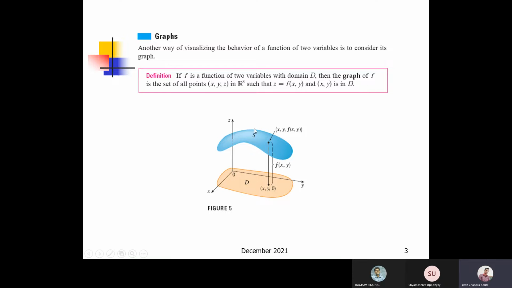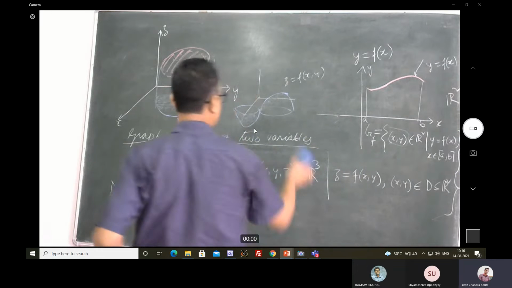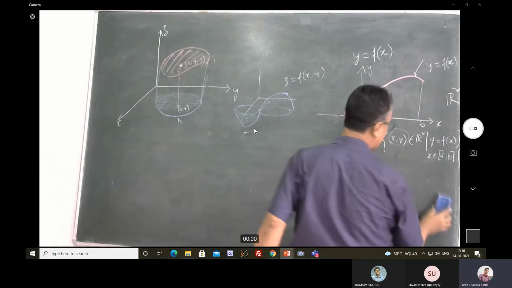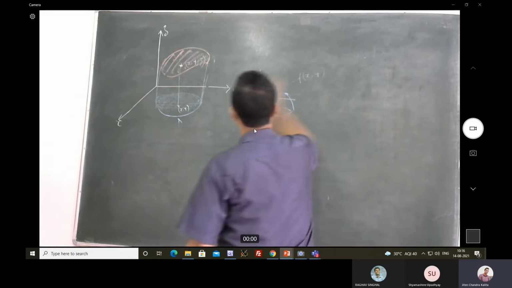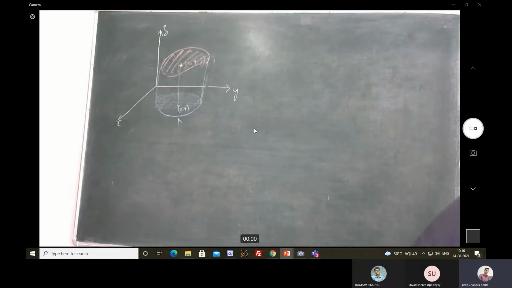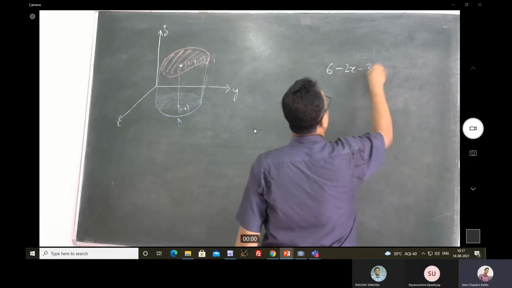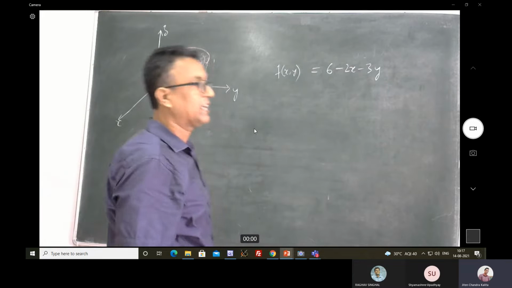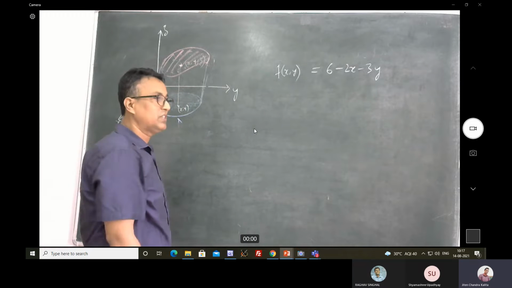Now let us try to sketch the graph of a function. From my second example that I am about to do, I am going to make some more comments. Say 6 minus 3x. Suppose I am considering this function. I want you to sketch the graph of this function. Can you tell me how to go about it?